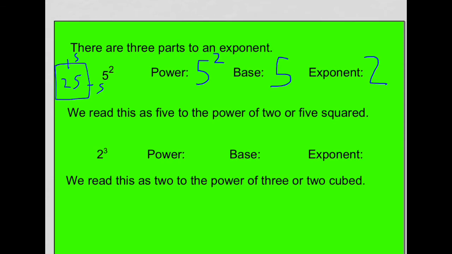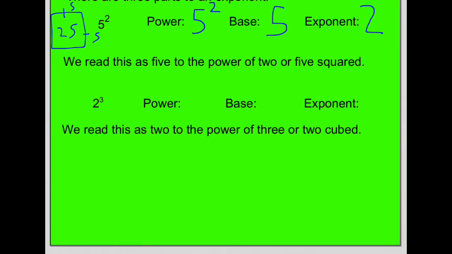Now, let's look at another one. This number here, a 2 with an exponent 3, we haven't seen one like this yet. Well, the power would be 2 and the exponent 3, and we would read that as 2 to the power of 3 or 2 cubed. And I'll talk more about that in a moment. The base of this number would be the large 2, and the exponent part would be the little 3. So we say 2 to the power of 3, or we say 2 cubed.